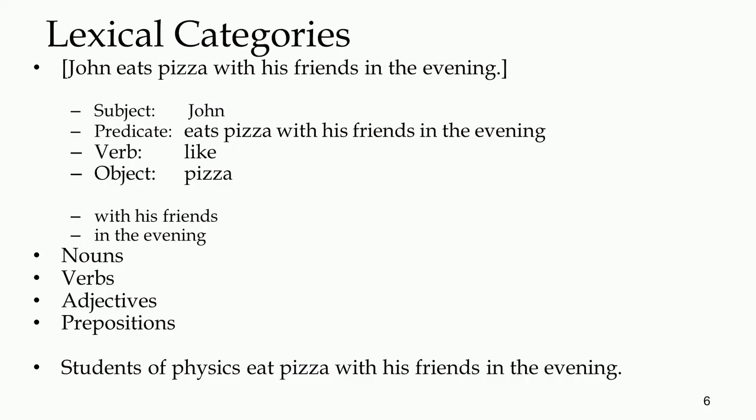Within the predicate, the verb is like and the object is pizza. The rest of the things that you see, like two phrases, with his friends and in the evening, are two different prepositional phrases which are not objects, but they are still part of the phrase, part of the predicate. Now, several times we have mentioned these phrases and we said these are not objects. Then it calls for an explanation that what are they if they are not objects.